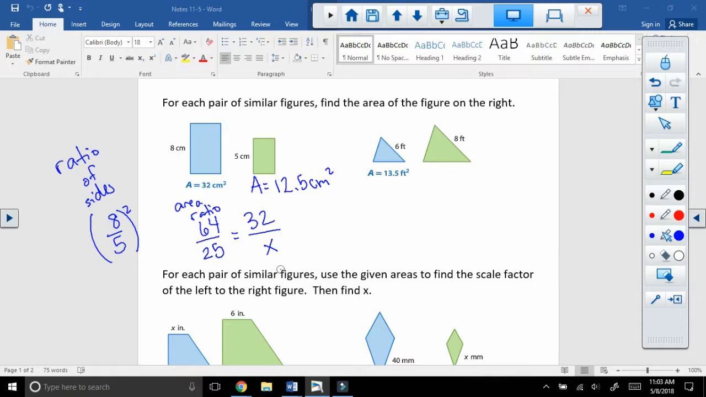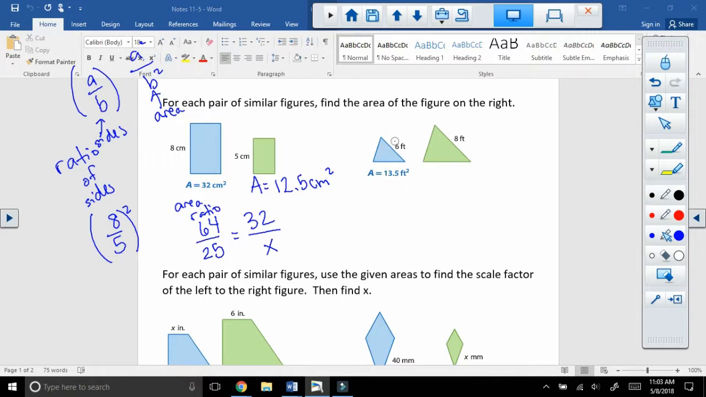What's that? Is it like a direct formula to follow this? I wouldn't say it's a direct formula. What you're going to do is find the ratio of the areas by squaring that ratio of the sides. So if the ratio of the sides is a over b, the ratio of the areas would be a squared over b squared. Just squaring each part of that.